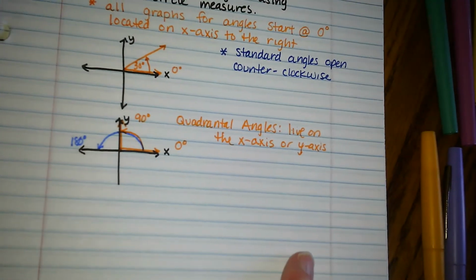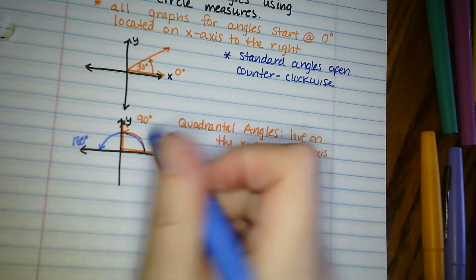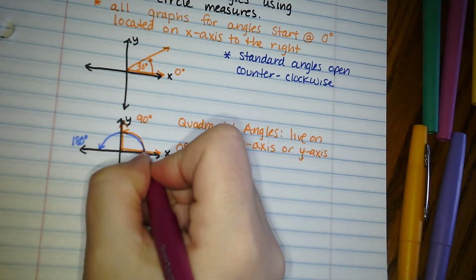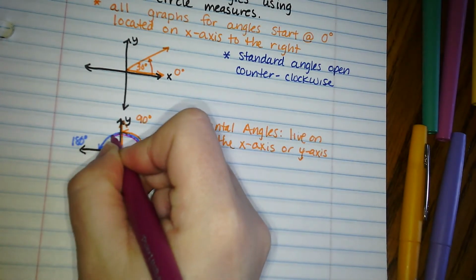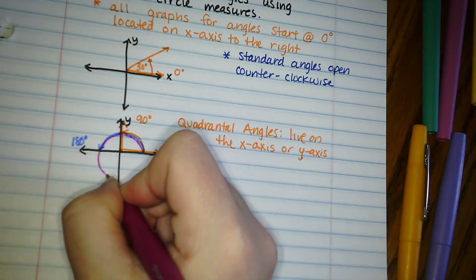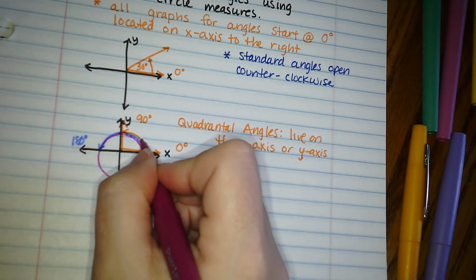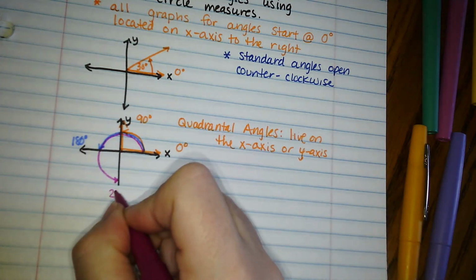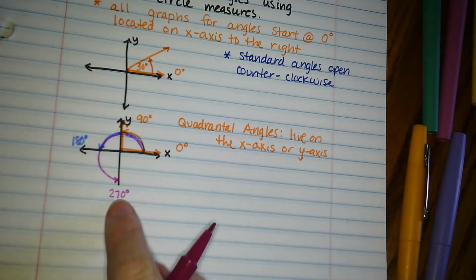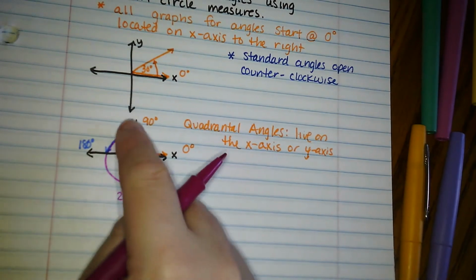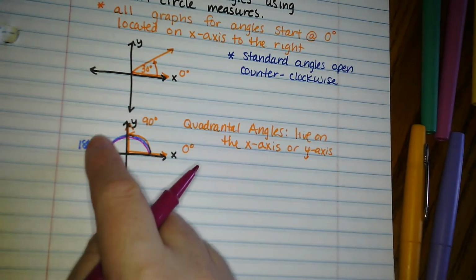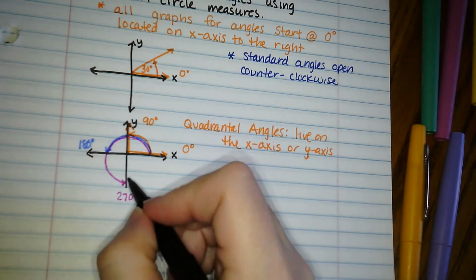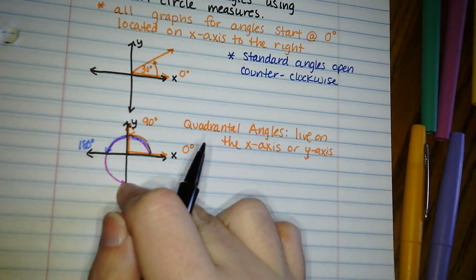But since it's circular, this thing goes all the way around. So our third one is if we take another 90, we can take this and open it. Keep going, keep going, keep going, and stop here. We've gone 90 plus 90 plus 90. This would be 270 degrees, which is another quadrantal angle, and it's the y-axis pointing down. So that's 270 degrees, which is 3/4 of a rotation.